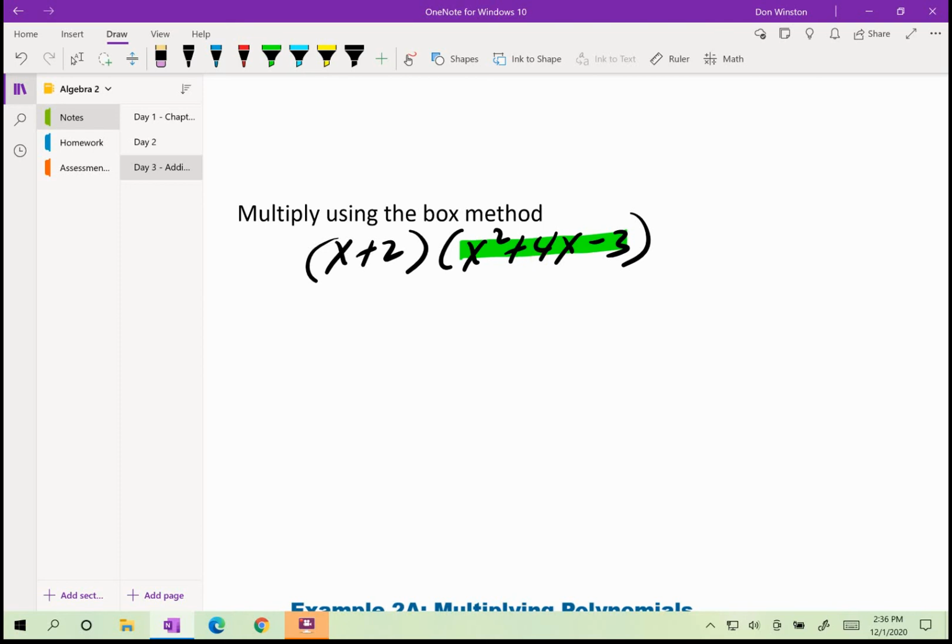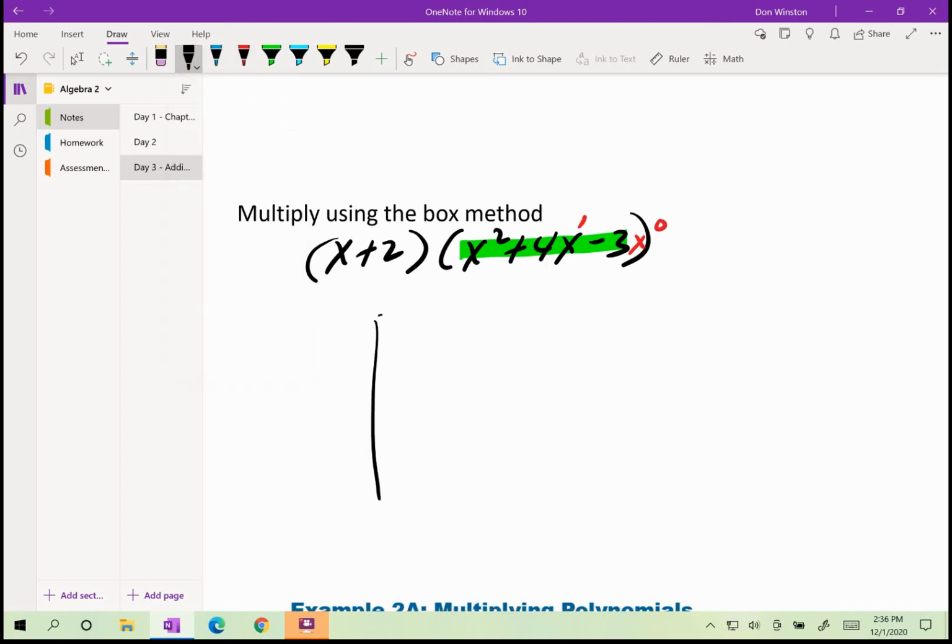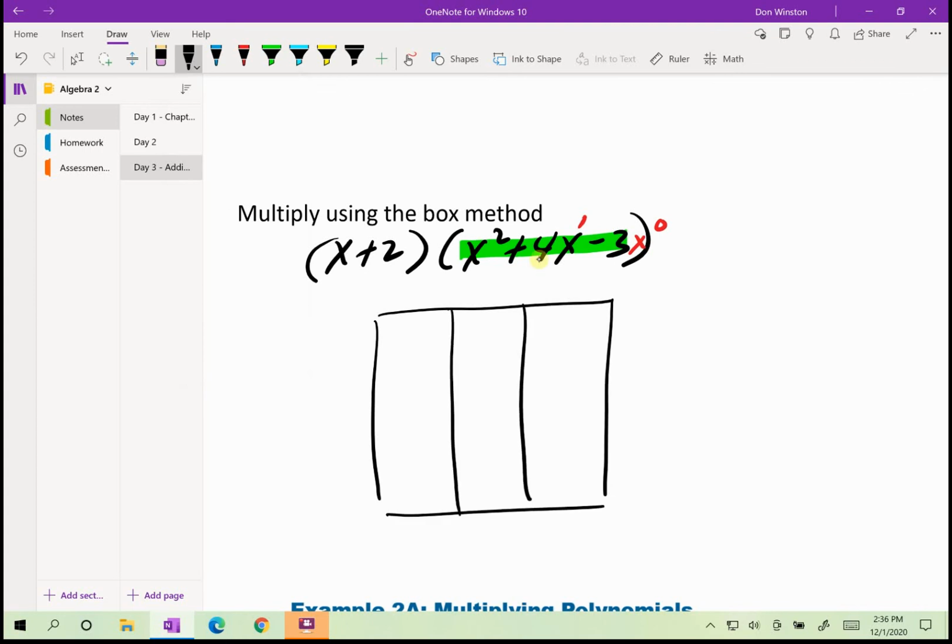Here, I'm going to have a 3 by 3 box. I need to account for every term. And then this is 3x raised to 0. So here we go, we make a 3 by 3 box, and then we just multiply. Students like this a lot because it helps organize things.